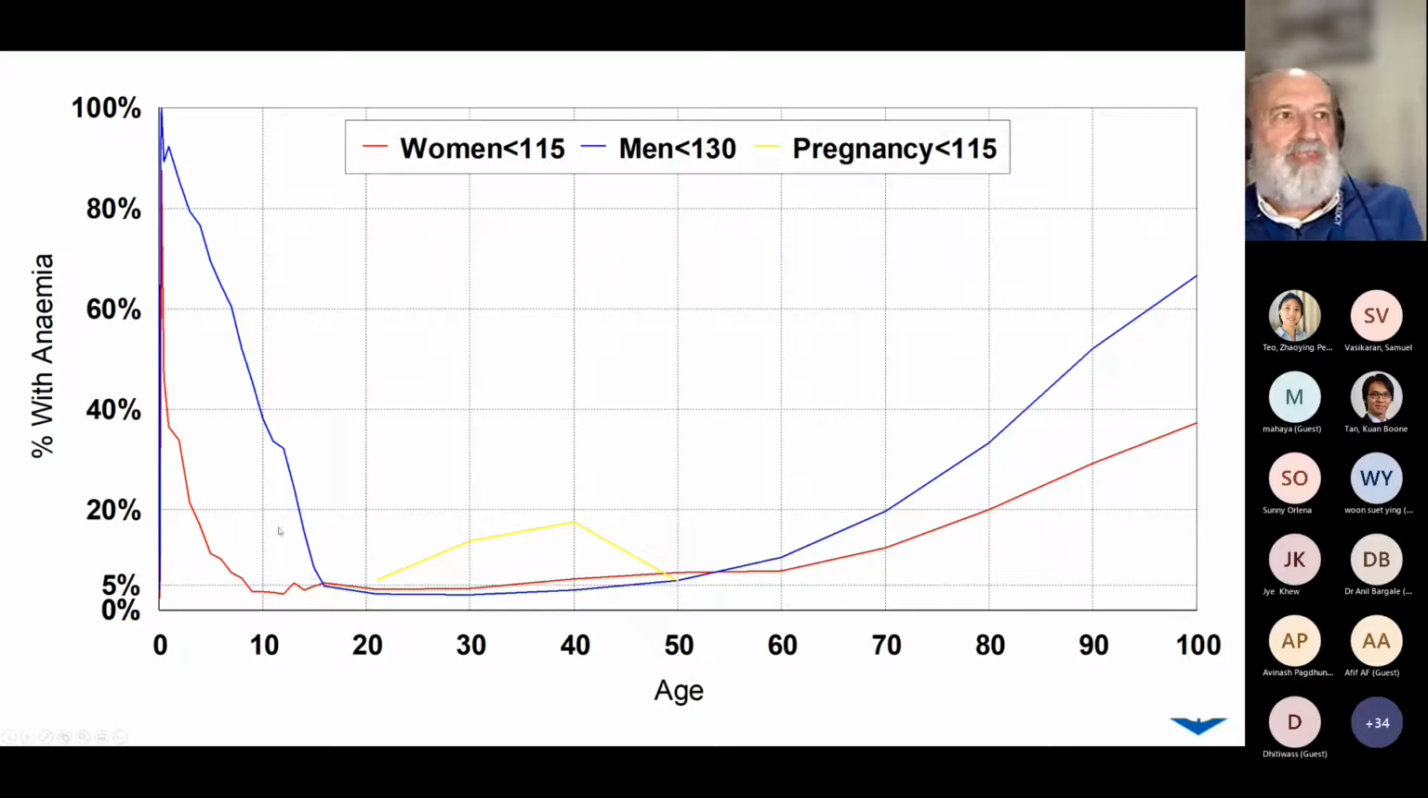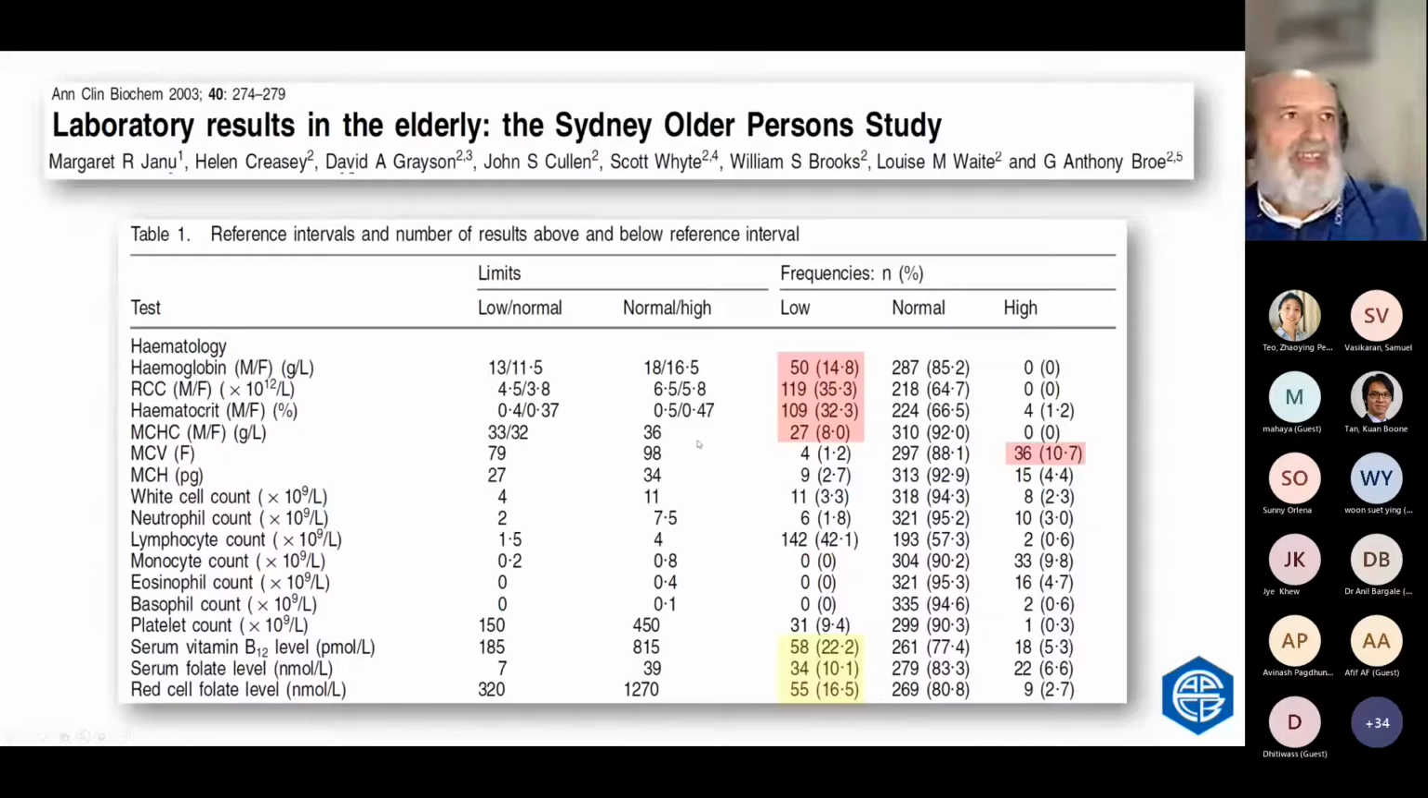Same with children. I mentioned that hemoglobin's lower in children. And so if you use the adult reference intervals for children, well then the majority of them would be anemic. So in the elderly, when they've looked at these issues, there's a high, as I said, like 35% of elderly patients might have low hemoglobins or hematocrits.